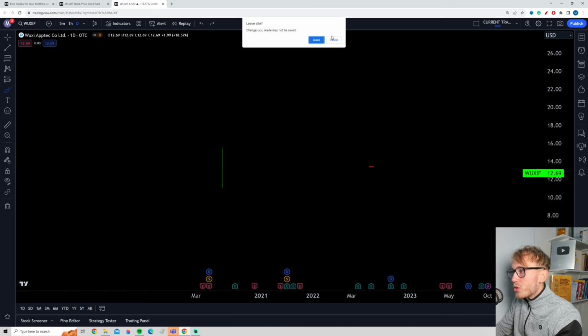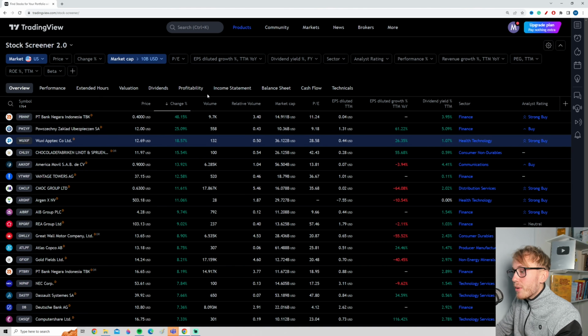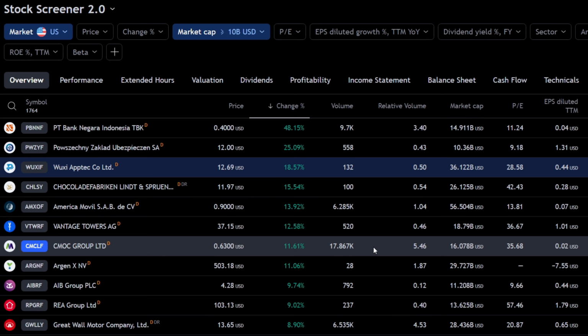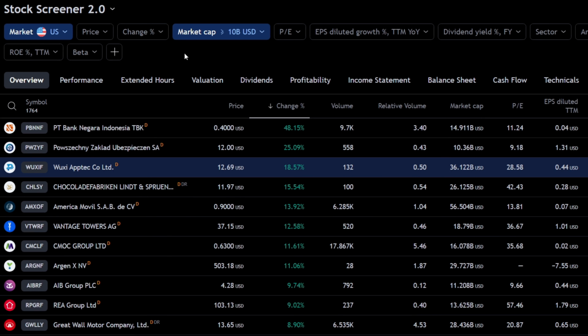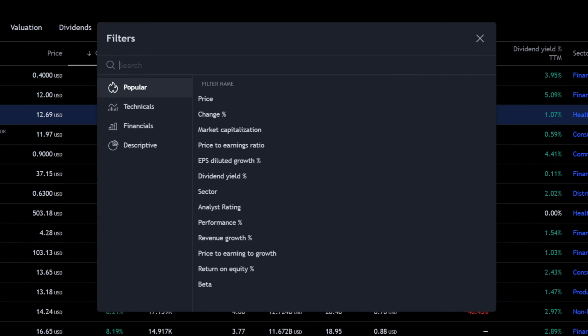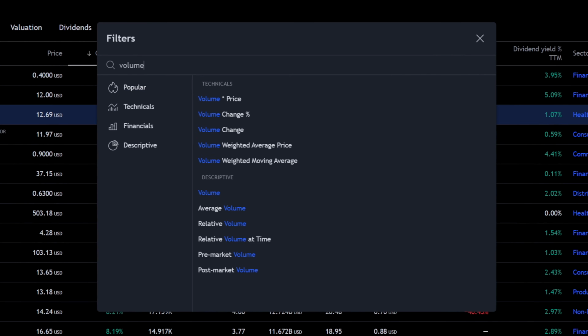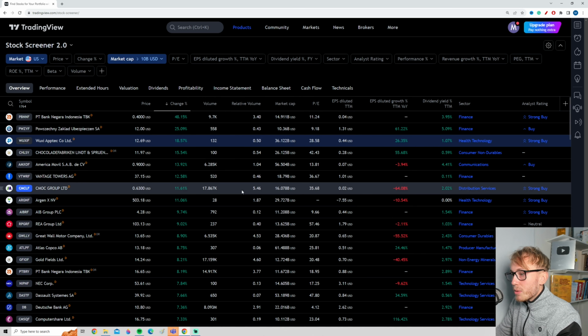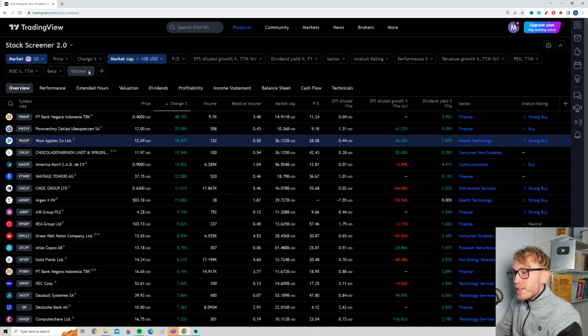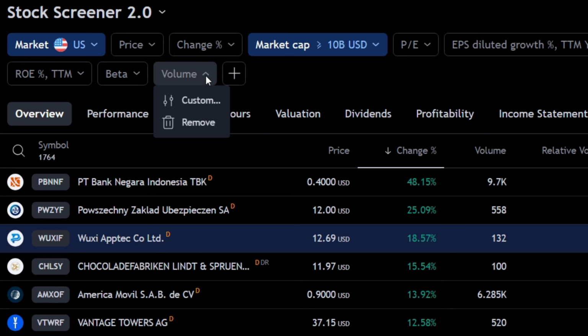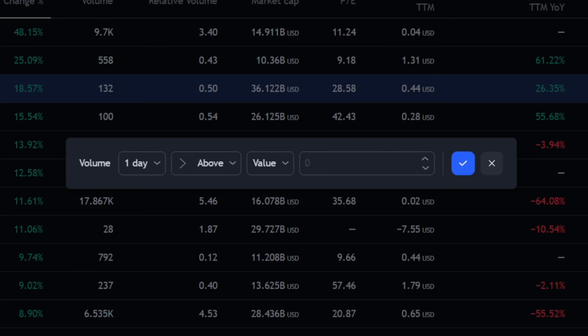So what we want to do, and what we pretty much have to do here, is filter out the stocks with low volume. So to open up a volume filter, we press here on add new filters. You can add so many different filters here, but let's start with the volume. So we simply search for volume here and go down here to the volume filter. Now we have to change the settings of the volume tab. So we go here to the volume tab and we press custom right here.